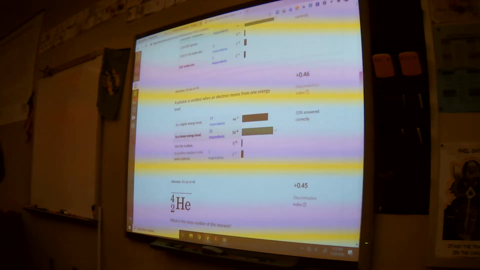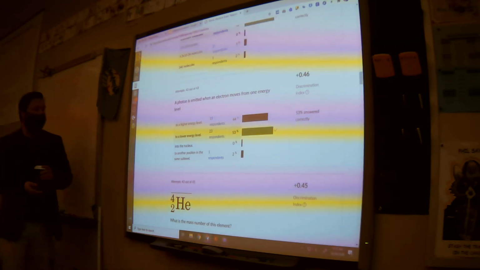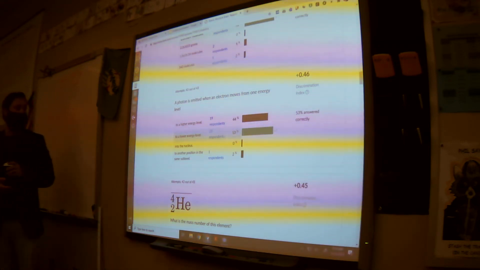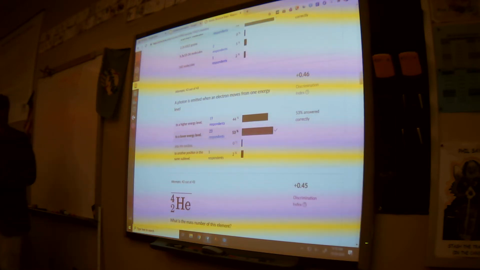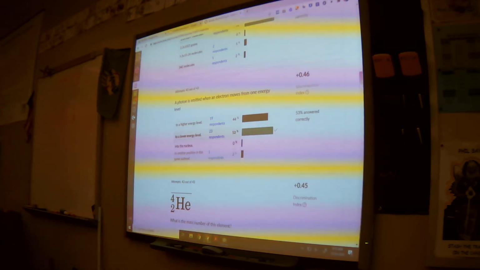A photon is emitted when an electron moves from one energy level to a higher energy level, a lower energy level, into the nucleus, or into another position on the same sublevel. So, when does a photon leave? It's whenever an electron goes down. One way to think about this is if an electron is going from high energy to low energy, it's relaxing. What do I do whenever I relax? I lie down and go. I put out air. Electrons put out photons.